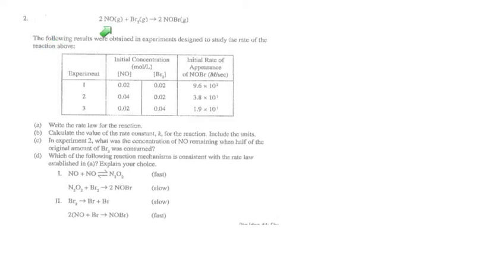All right, let's look at number 2. We have the reaction up here, and they say the following results were obtained in experiments designed to study the rate of the reaction. So this is a pretty standard rate data table where they've varied the concentrations of 2 different species and tried to see what effect it has on rate. And so we're guessing that they're going to ask us the standard stuff, right? The rate law for the reaction, calculate the value of K, and so on and so forth.